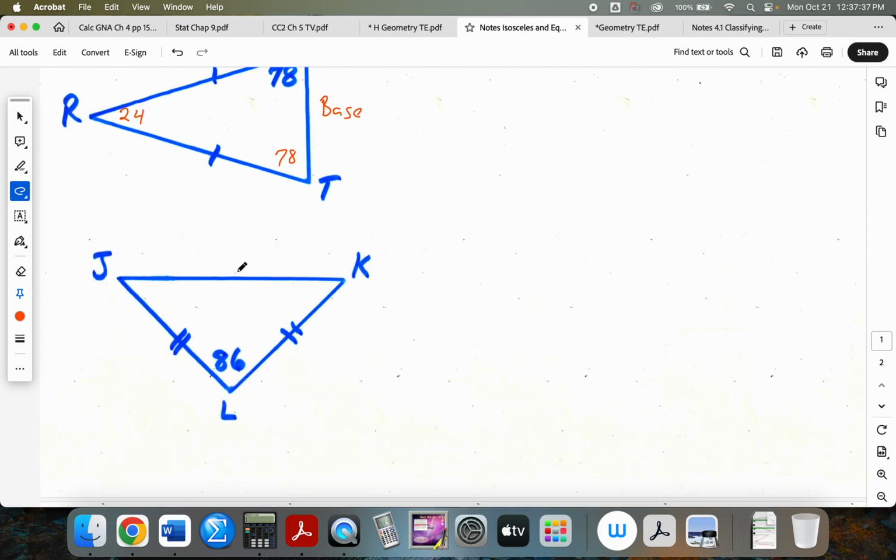For this triangle, it's always about identifying where is the base. You don't have to necessarily write it on the diagram, but it's not a bad idea. This is the base. So here we know that angle J and angle K are going to be the same size. So I'll take 180 and subtract 86. We get 94. Split that in half, and each of these angles has a measure of 47 degrees.